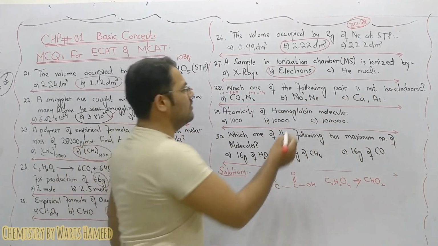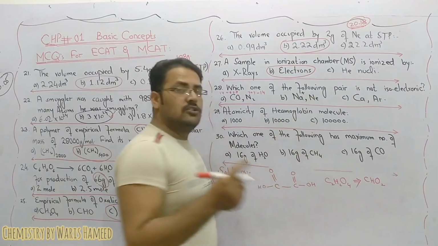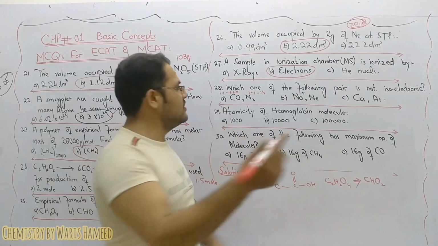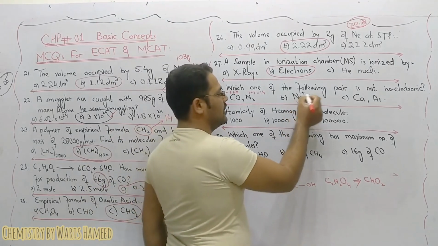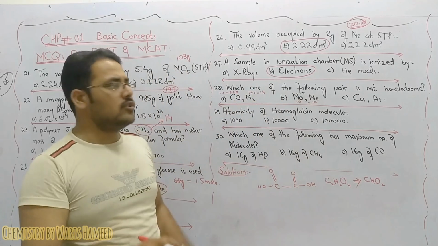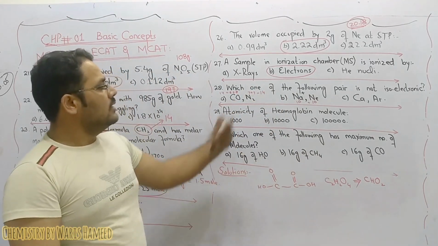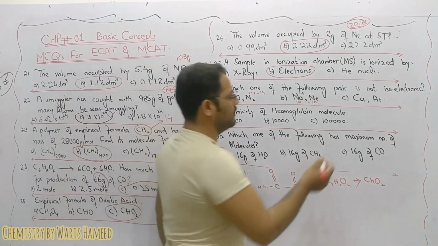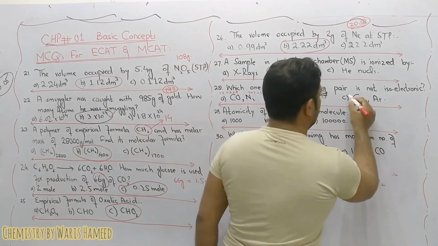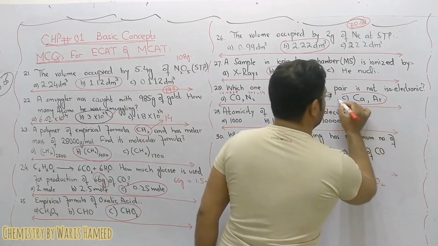Second, sodium has 11 electrons, but in this case sodium ion has 10 electrons. Neon also has 10 electrons. So these are also isoelectronic. Next, the remaining option will be correct. In this case, this option is correct.